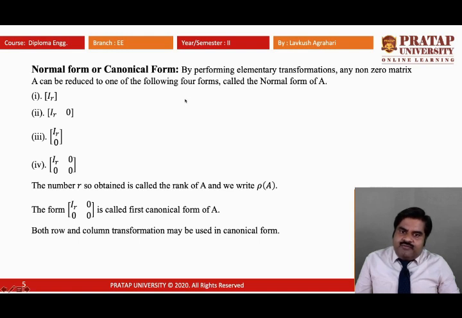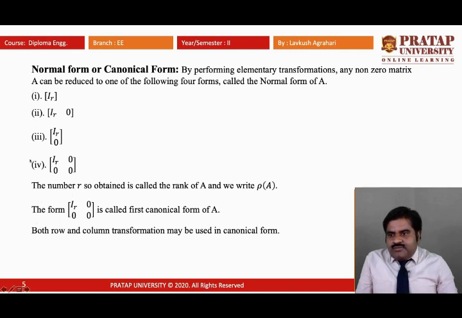If by performing elementary transformations, any non-zero matrix A can be reduced to one of the following 4 forms, which are called the normal forms, then the order of the identity matrix involved in the matrix is treated as the rank of the matrix.